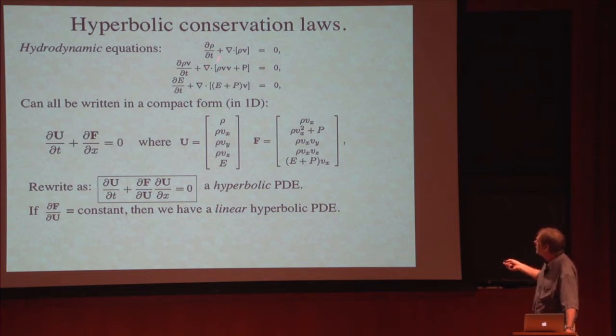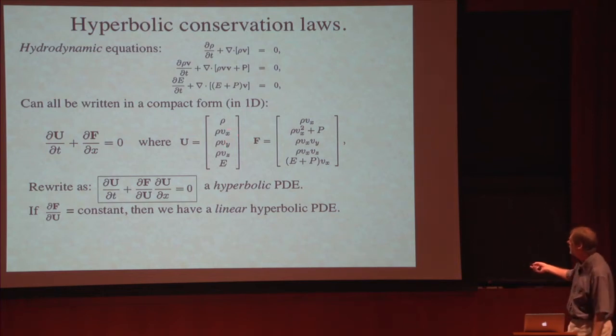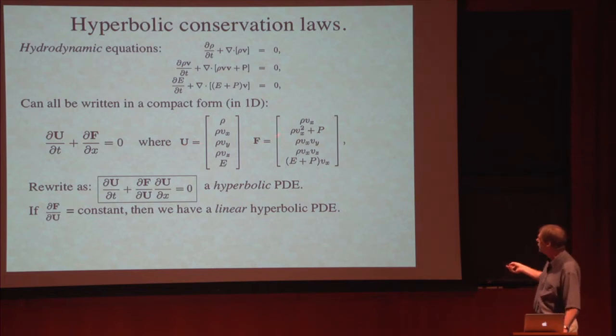And so these equations can be written in a very compact form. It's useful to write a vector u, which is just a vector whose components are each of the conserved quantities: mass density, each component of momentum, and total energy, and where F is just the fluxes of those quantities, written out here in full form.